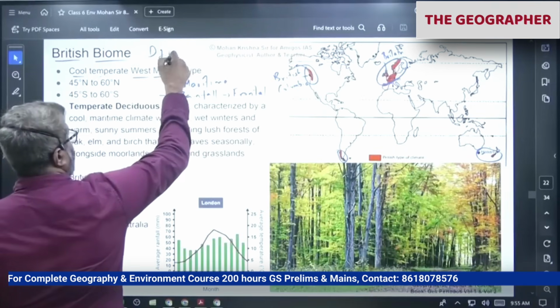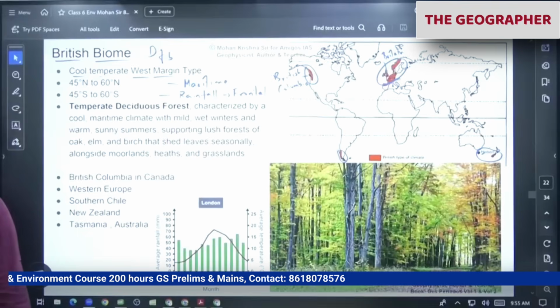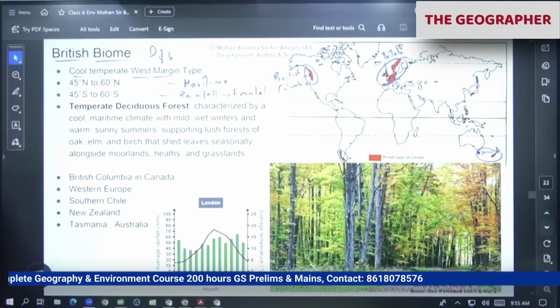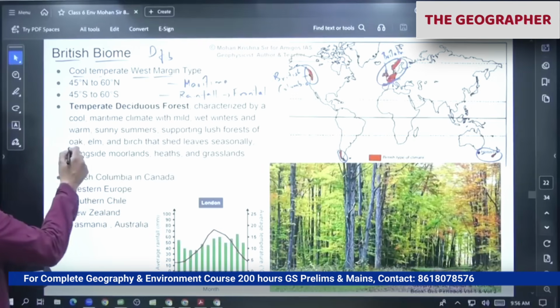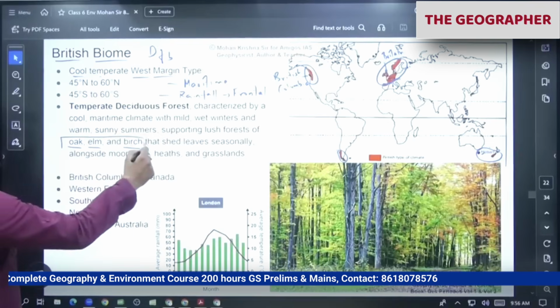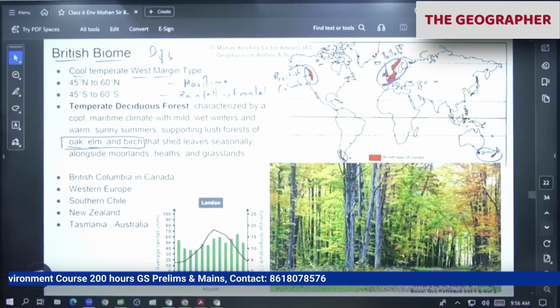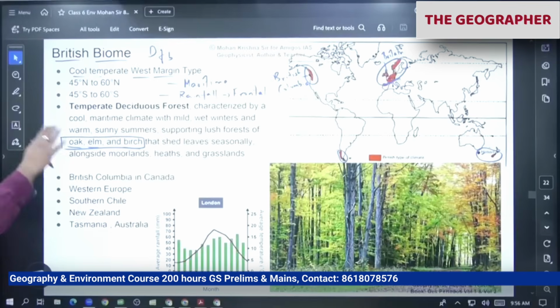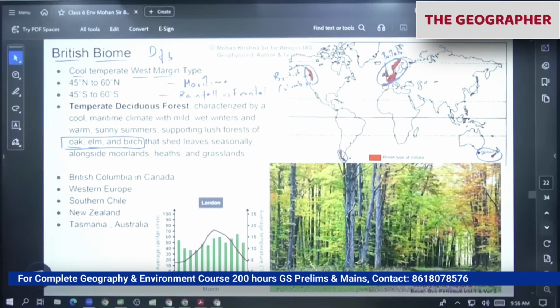Again DFB. Cool region, temperate region D. Cool temperate. F is no dry season. B is warm. So popular trees are oak, elm, birch, which are very popular here. You remember these three. Oak, elm and birch are very popular trees of British biome. So we have covered all the biomes of the world.